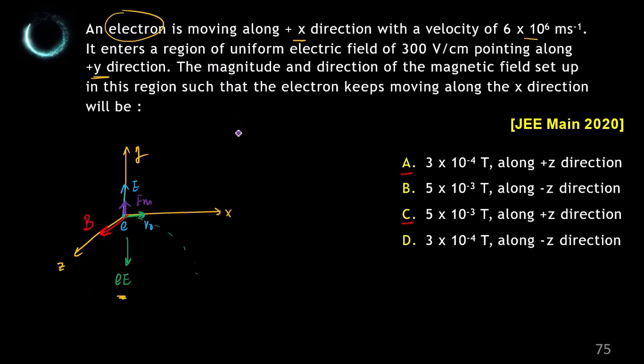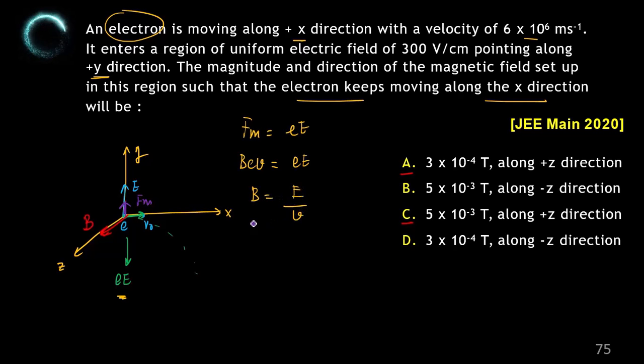So the condition is that to make the electron keep moving along the x-axis, the forces are balanced. So Fm should be equal to eE. So it is BeV should be equal to eE. e cancels out for a value. So ultimately B should be how much? B should be equal to E by V. Okay, electric field is given as 300 volt per centimeter, centimeter means 100 meter, and velocity is how much? 6 into 10 to the power 6.